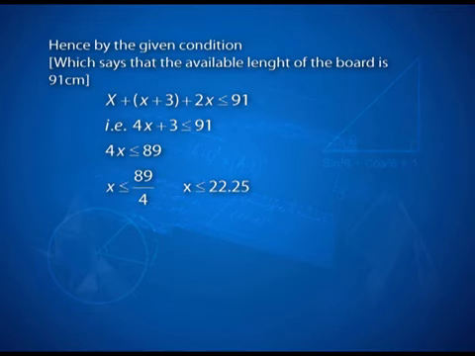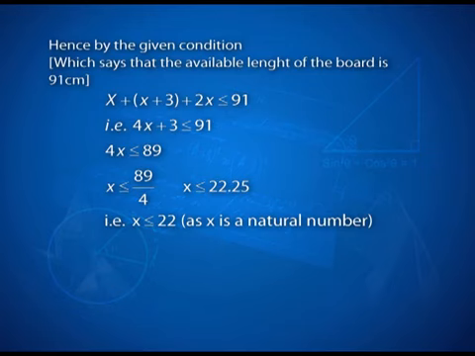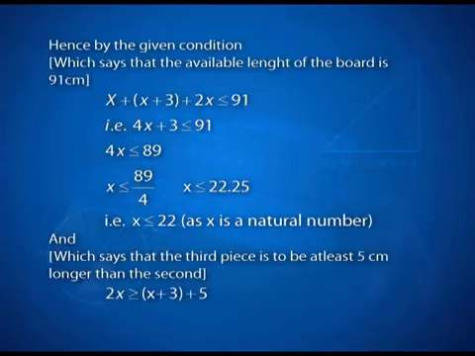22.25 approximately. That is, x is less than or equal to 22, as we have to consider x as a natural number. The next condition says that the third piece is to be at least 5 centimeters longer than the second one. Therefore, 2x is greater than or equal to x + 3 + 5. That is, x is greater than or equal to 8. Therefore, the possible lengths of the shortest piece as desired by the question are greater than or equal to 8 centimeters and less than or equal to 22 centimeters.